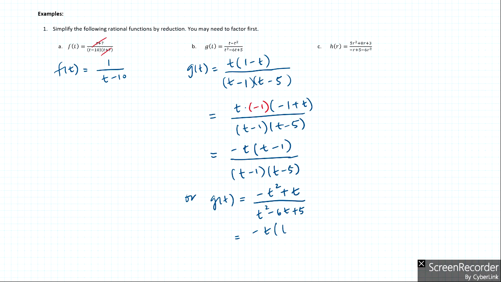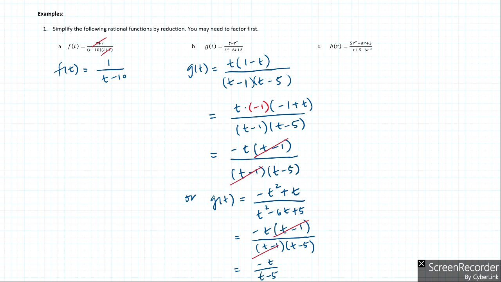So once I do this, I will have negative t times t minus 1 all over t minus 1, t minus 5. So no matter which method you use, as long as you recognize that we have a cancellation on top and bottom, that's what's important. And either way, you'll land to this expression where we have t minus 1 to cancel each other out, and as a final result, we would get negative t over t minus 5 over here. So just choose whichever way makes sense to you.